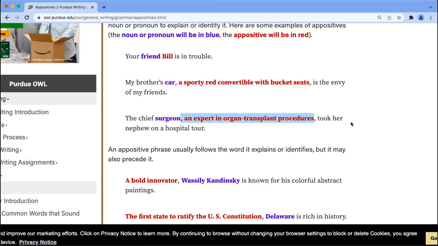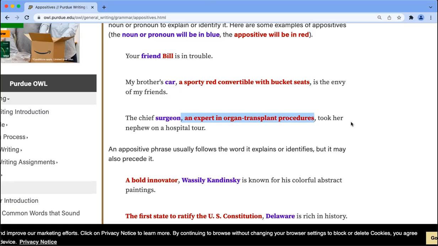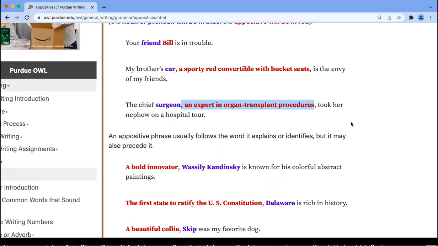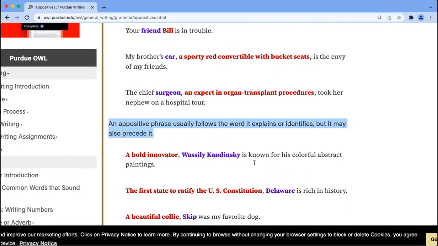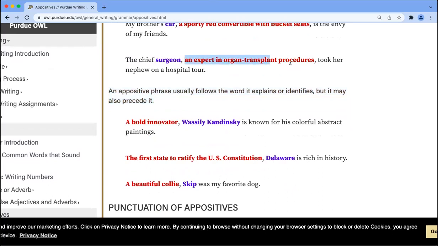Appositives are very popular in writing. It makes your writing stronger. It is suggested for you to use appositives, adjective phrases, adjective clauses in different types of sentences. To avoid repetition or redundancy in the structure, you need to have all those three. An appositive phrase usually follows the word that it explains, that is defined. It may also precede that. Sometimes it appears after, as you can see most of the time, comma before, comma after.